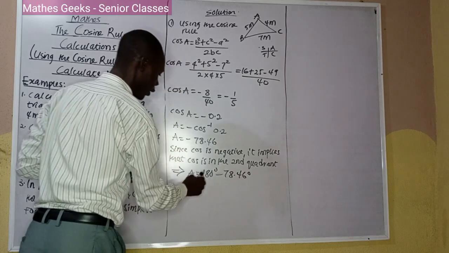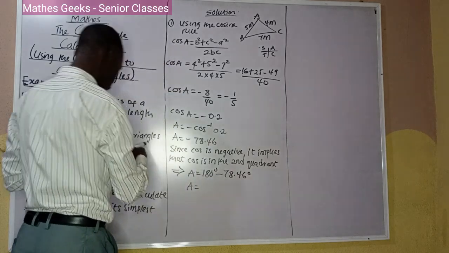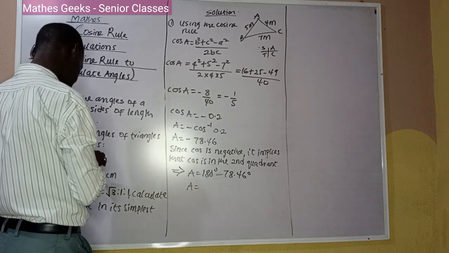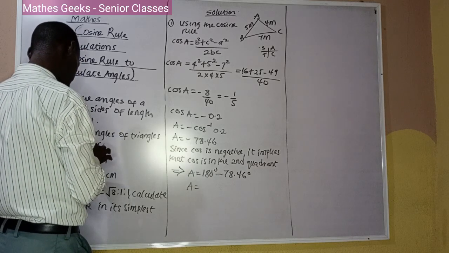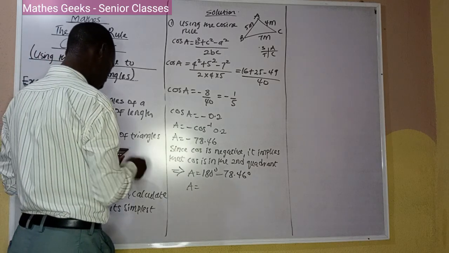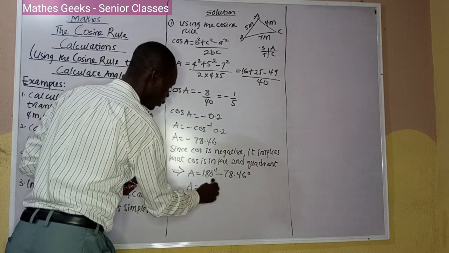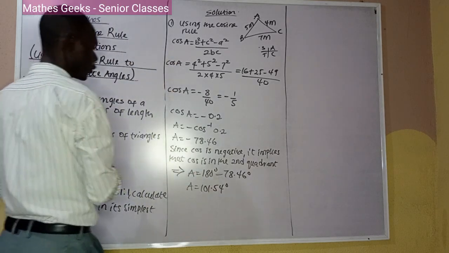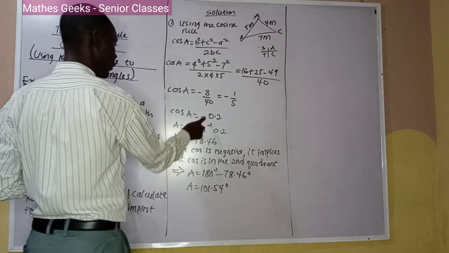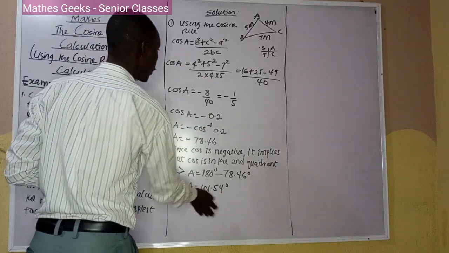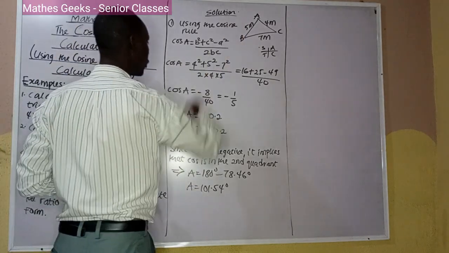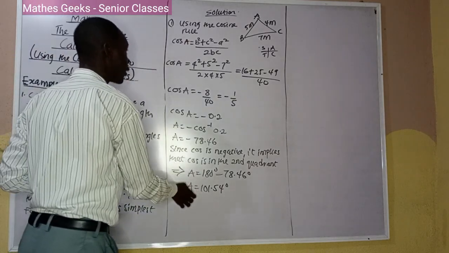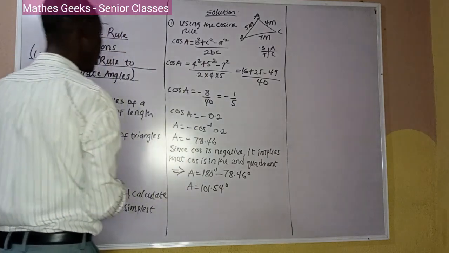So A is equal to 180 minus 78.46, that's 101.54 degrees. This is why cos is negative here, minus 0.2. This is the true value of angle A in this triangle.